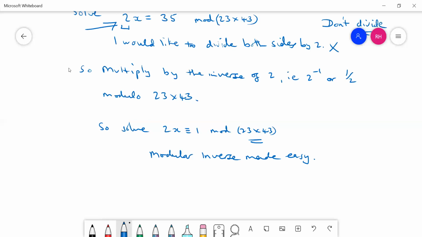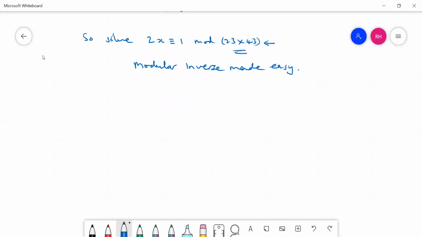So all we're saying is basically, rather than like in high school or primary school where you would divide both sides by 2, you're just going to multiply by the inverse of 2. But there's a bit of a process to work out the inverse of 2. You don't want to be checking all the numbers up to 23 times 43. And you can do it. So have a look at my video, Modular Inverse Made Easy. But what it involves is basically Euclid's algorithm, and then the extended Euclid's algorithm.